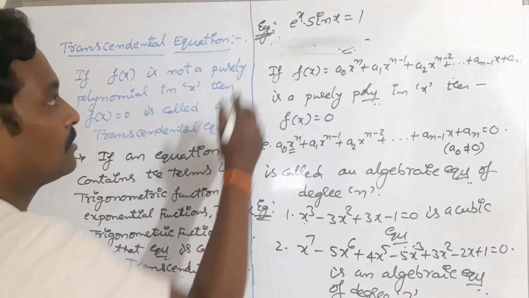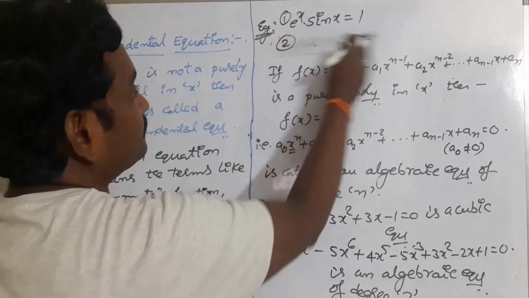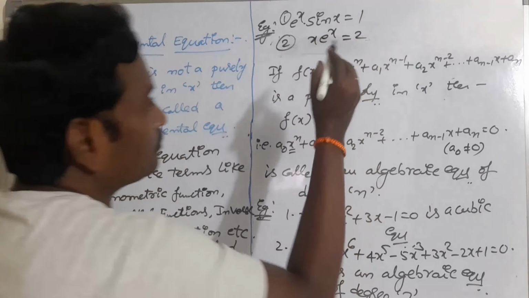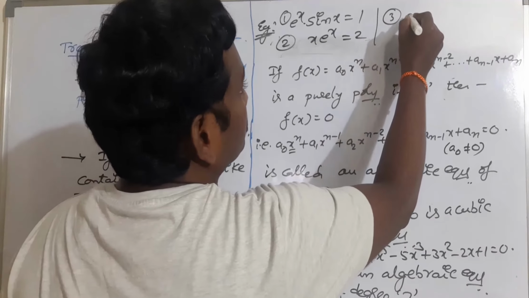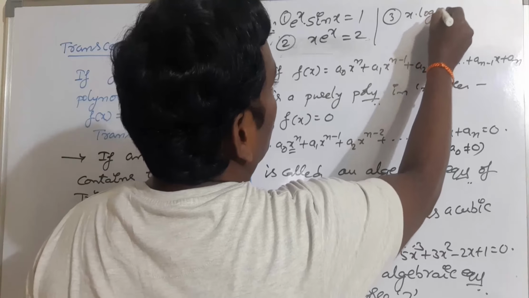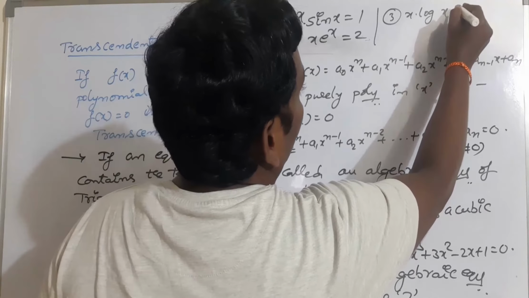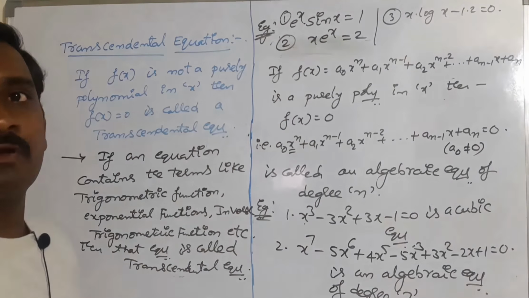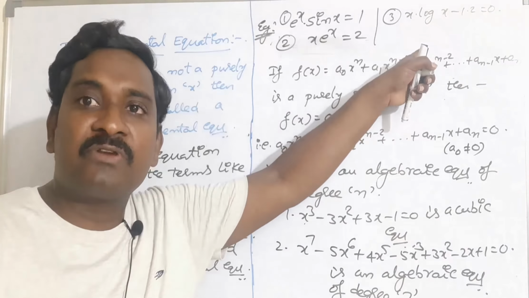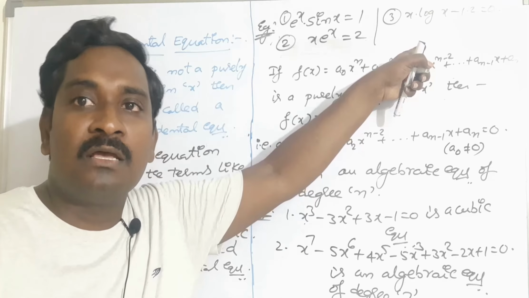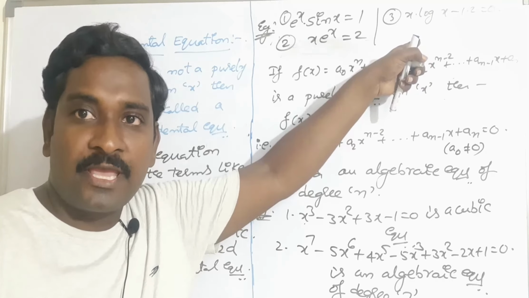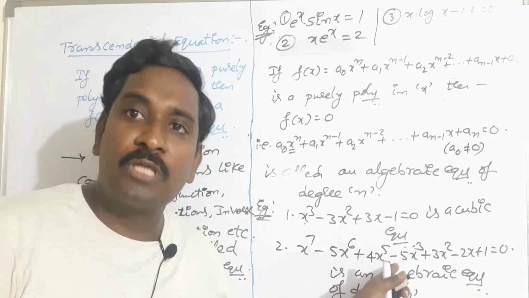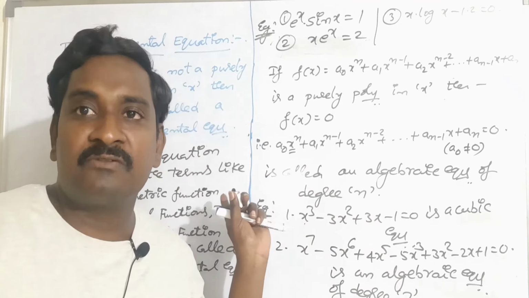Okay, so see another example. x into log x minus 1.2 is equal to 0. Here a logarithmic function is involved. That's why this is not an algebraic equation. This type of equation is called a transcendental equation. Now we are going to find the solutions for both algebraic and transcendental equations.